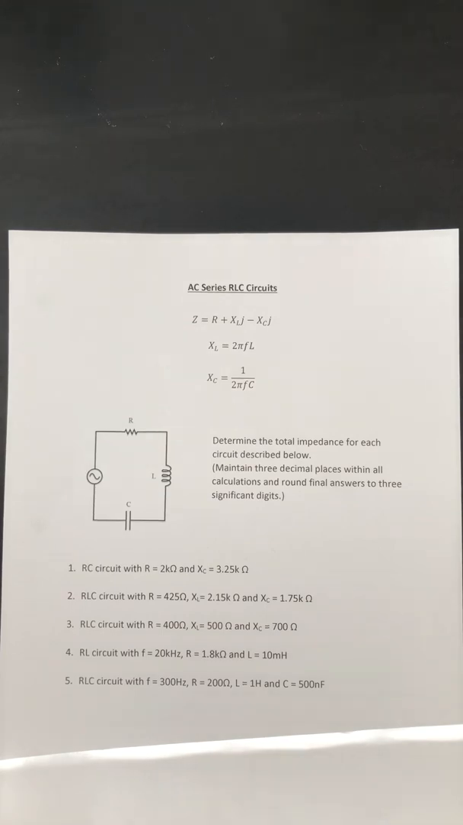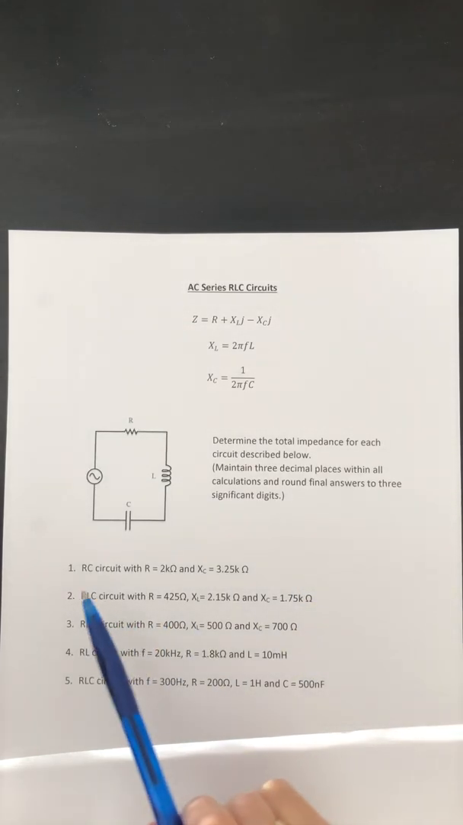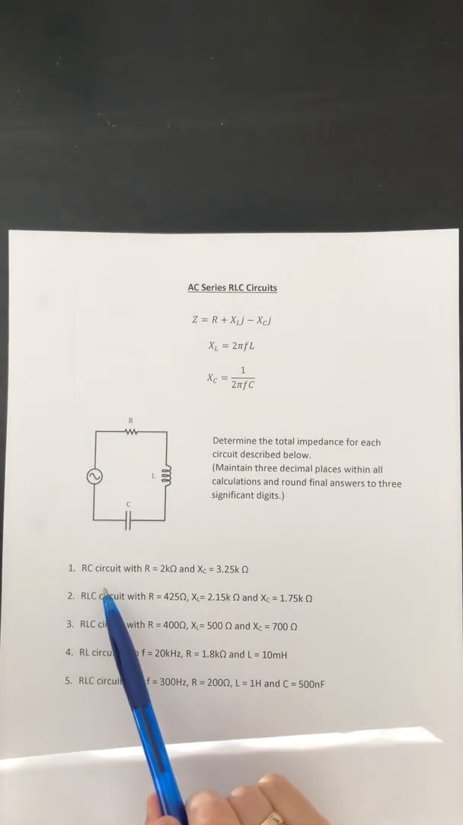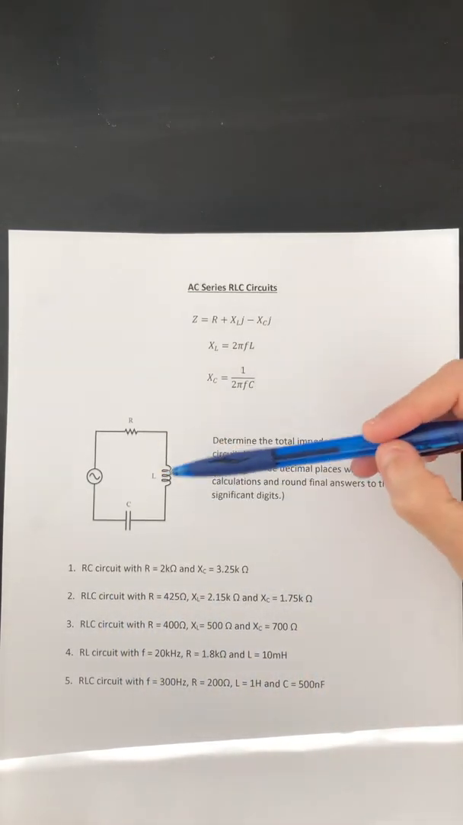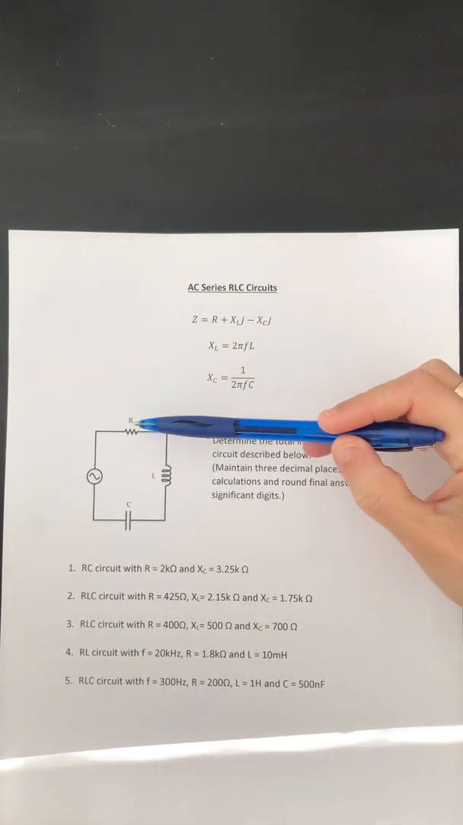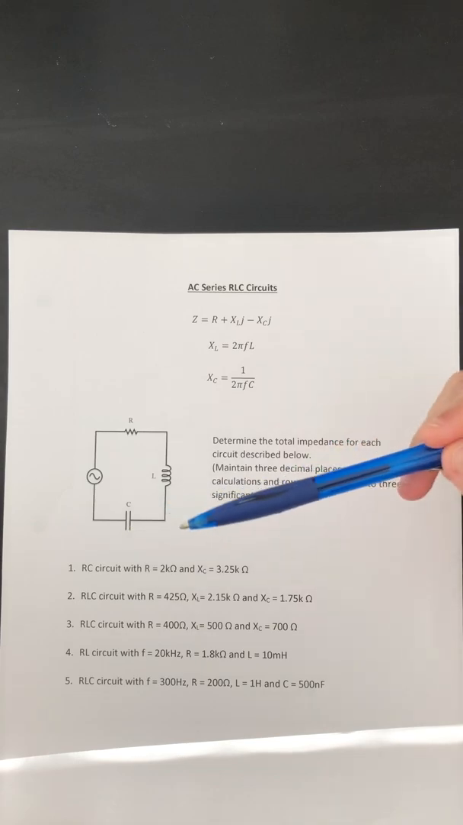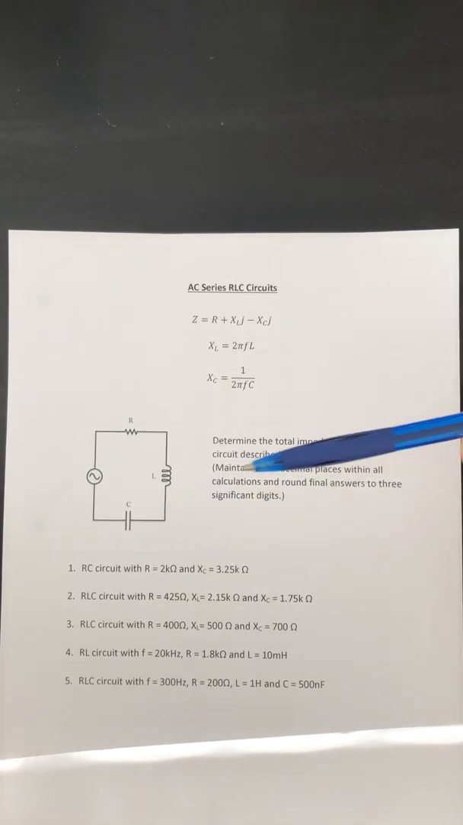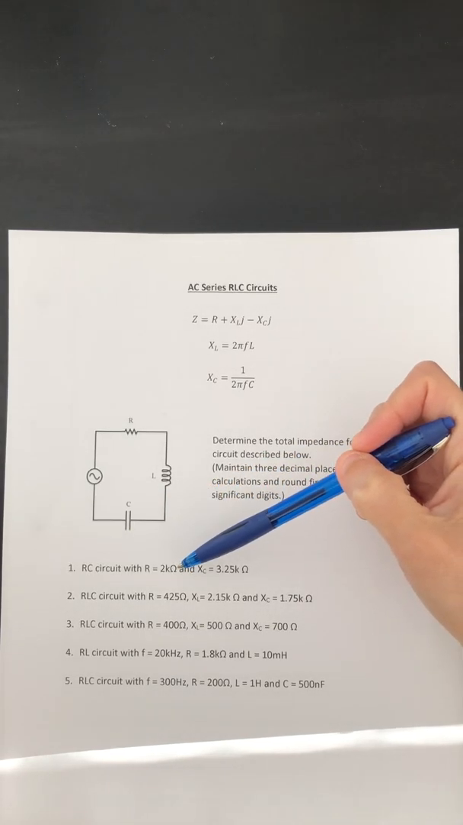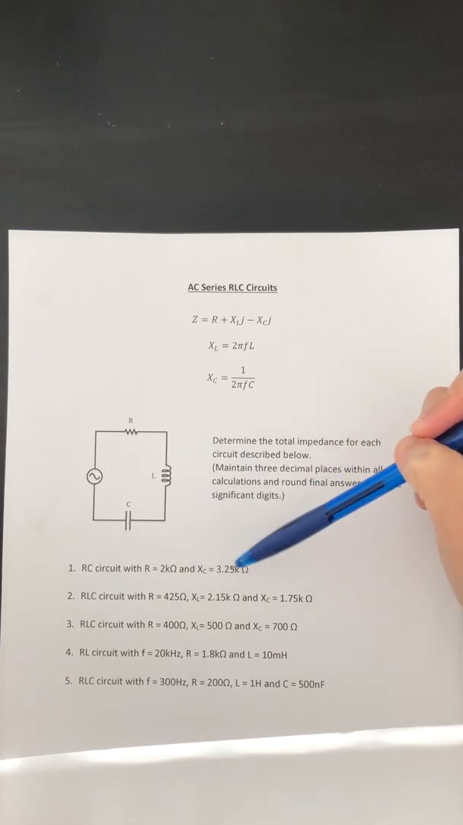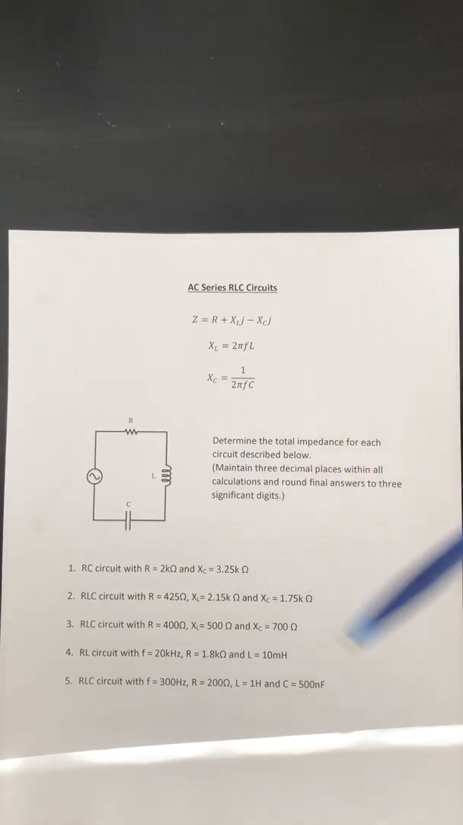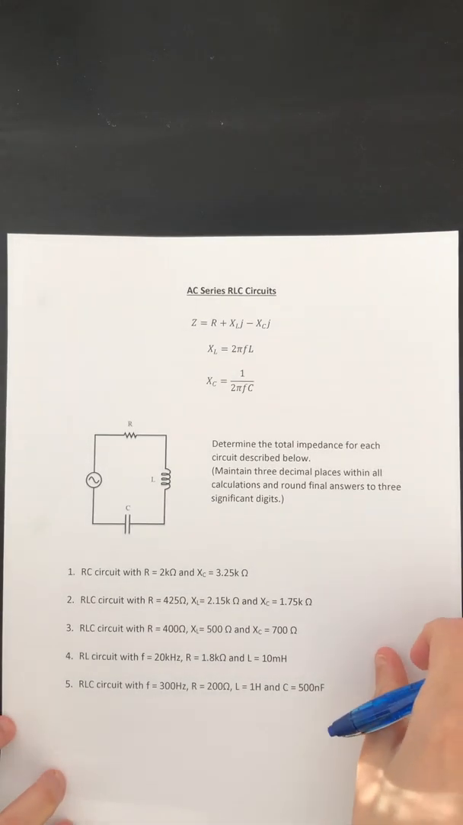Okay, let's get started with this first one. The circuit in number 1 is an RC circuit, so there will not be an inductor, just a resistor and a capacitor connected in series with that AC source. And we have these values, 2 kilo ohms for R and 3.25 kilo ohms for XC. So I'm going to do that problem with you now, okay?